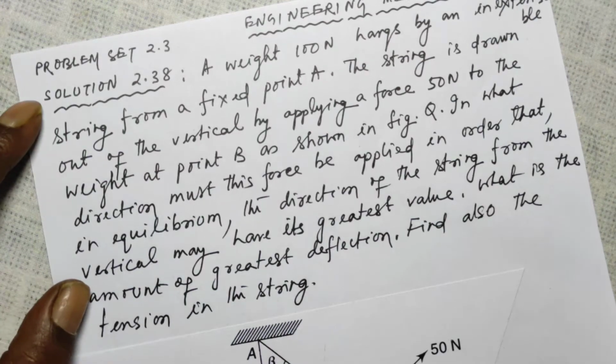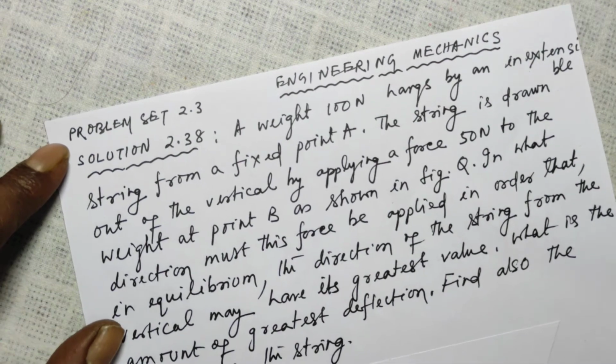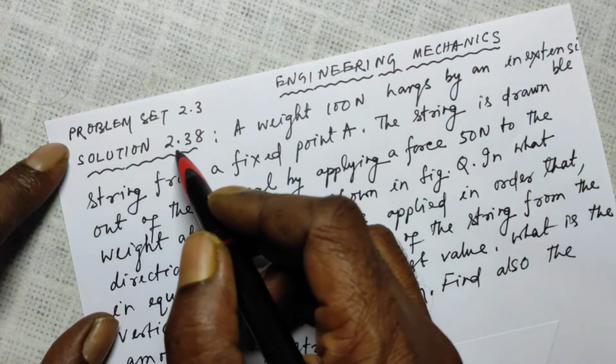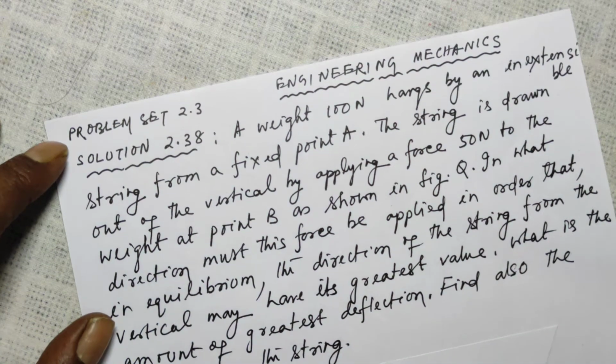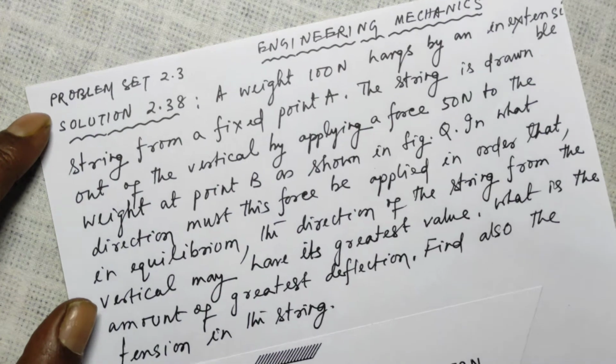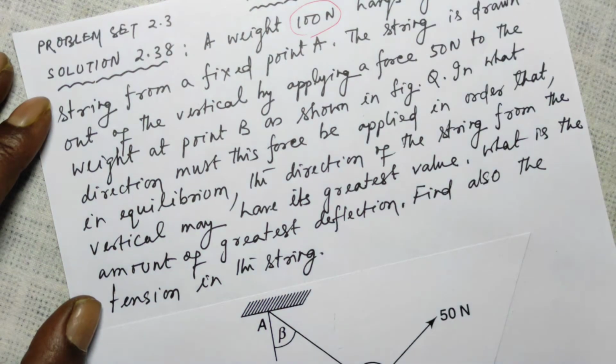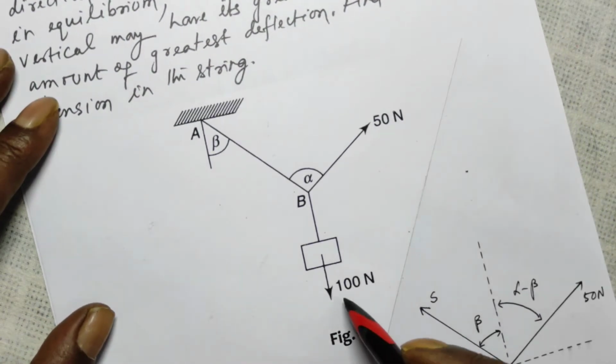Now let us discuss one more numerical problem from engineering mechanics, problem set 2.3 and solution to 2.38. We will again be using Lami's theorem for three concurrent forces at the point of concurrence. The statement runs like this: a weight 100 Newton. Look at the diagram. This is a 100 Newton weight. The earth is pulling it down.